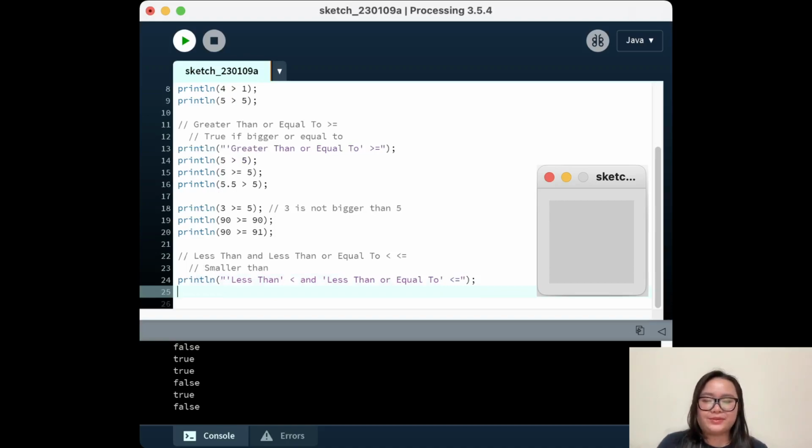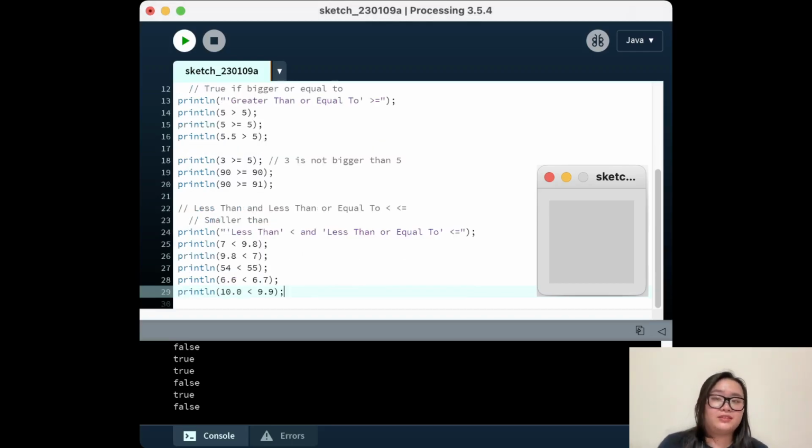Here are some examples. 7 less than 9.8 is true because 7 is smaller. 9.8 less than 7 is false because 9.8 is bigger, or not smaller. 54 is less than 55, true. 6.6 is less than 6.7, it's true. 10.0 is less than 9.9, is false.